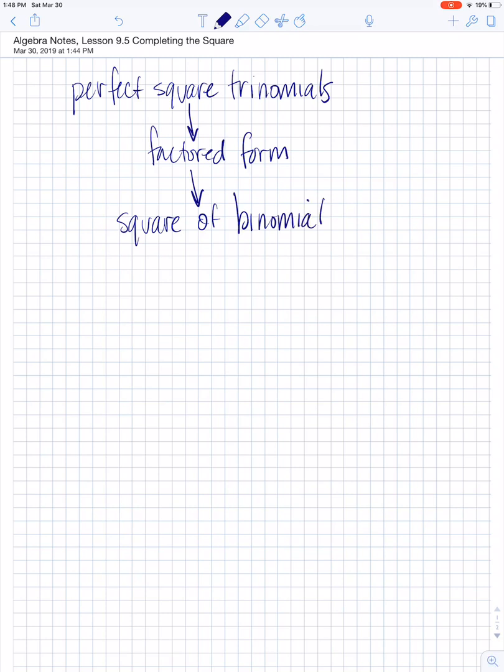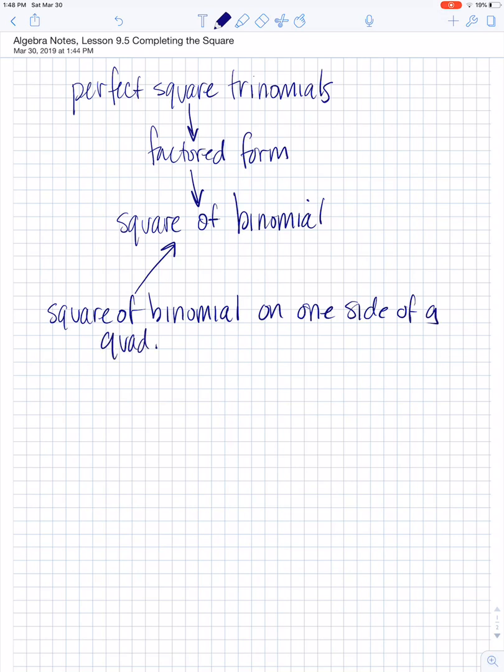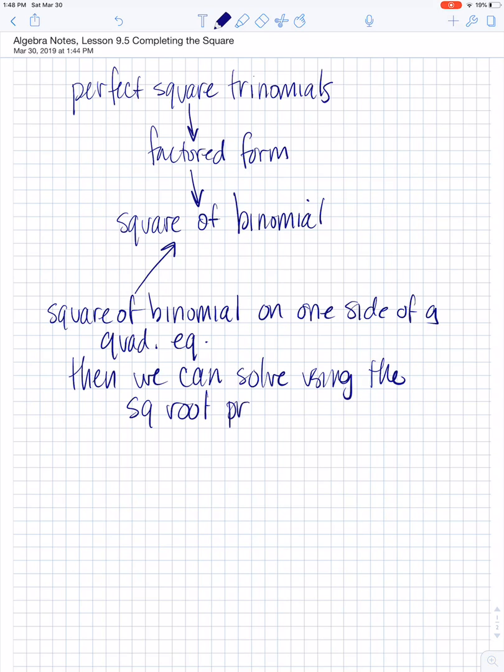And that is super useful because if we can have the square of a binomial on one side of a quadratic equation, then we can solve the quadratic. We can solve using the square root property. This should be feeling a lot like a previous lesson we've talked about, solving quadratics through factoring by using the square root property.